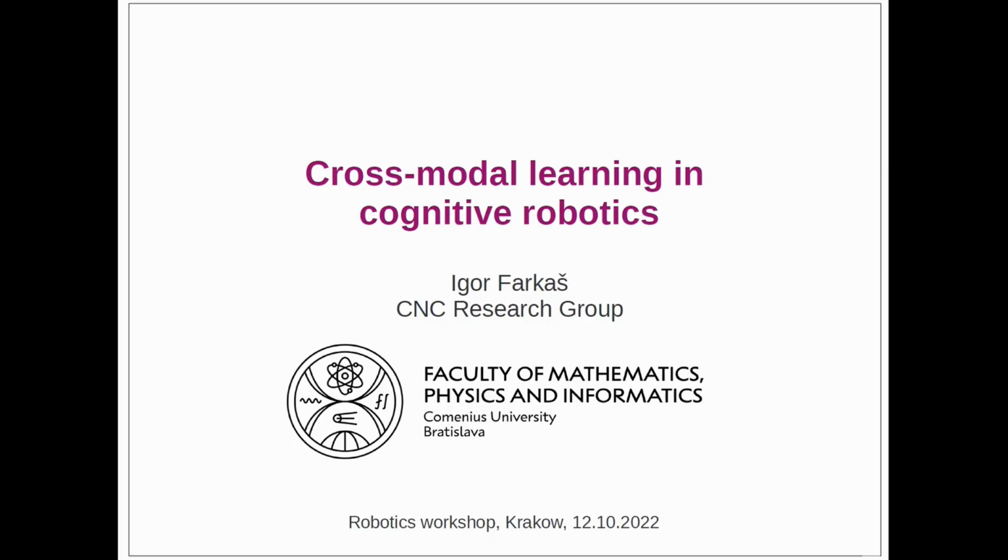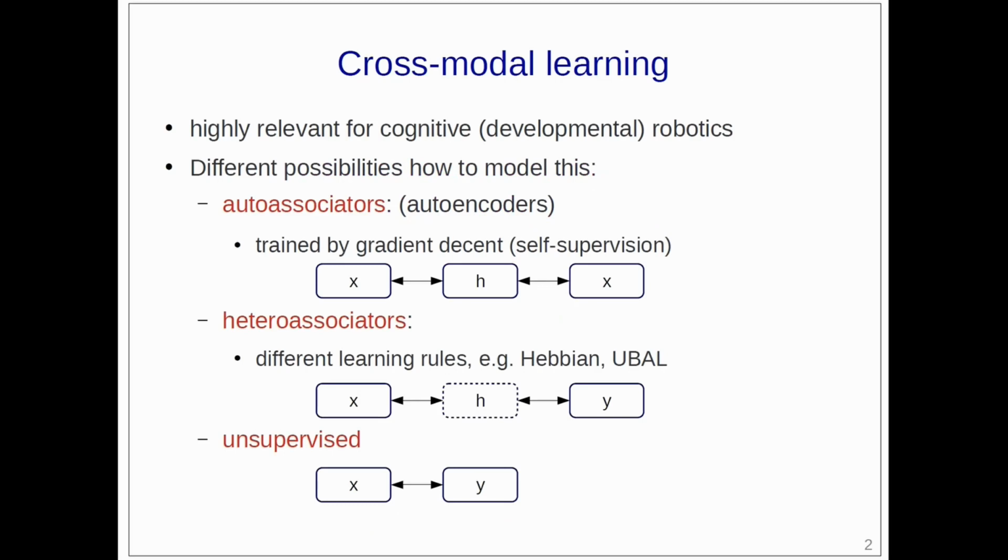Today, I just selected a sample given the time constraints. So, cross-modal learning in cognitive robotics. This is actually highly relevant in robotics, because we need to combine information if we want to apply this embodied cognition approach going from the bottom up. Data coming from different modalities have different properties, and they naturally have to be combined in some way.